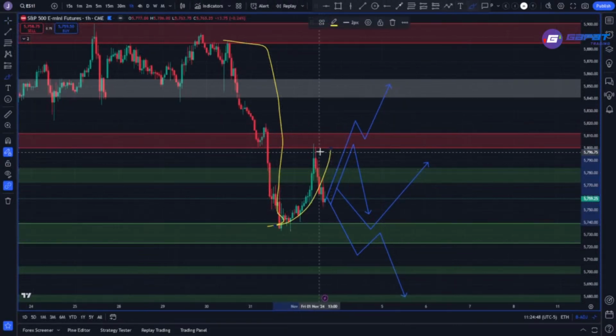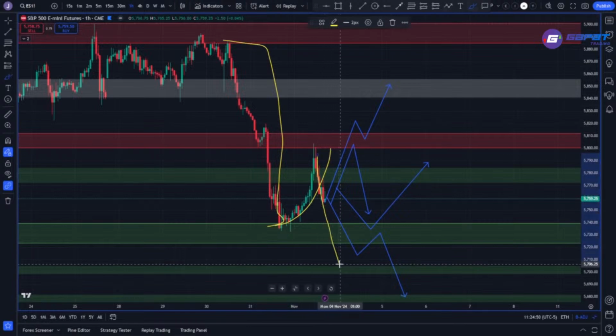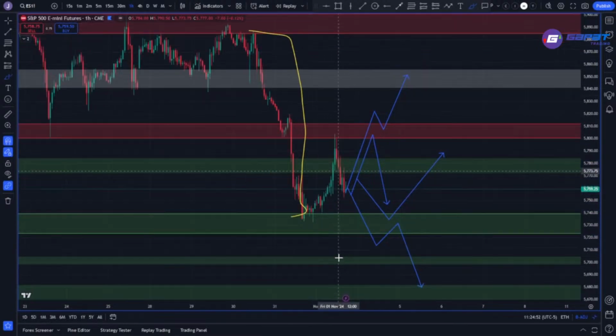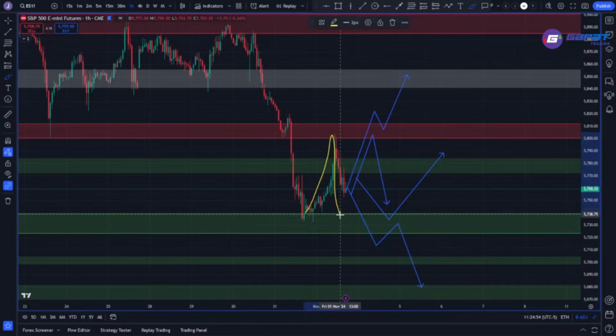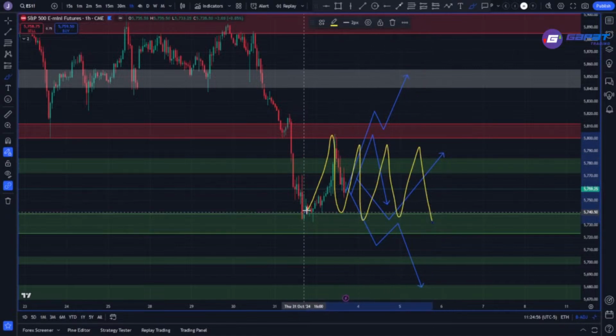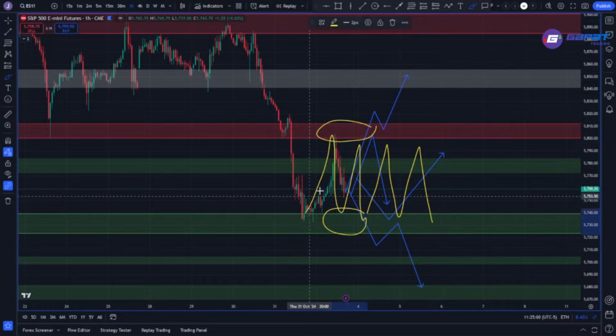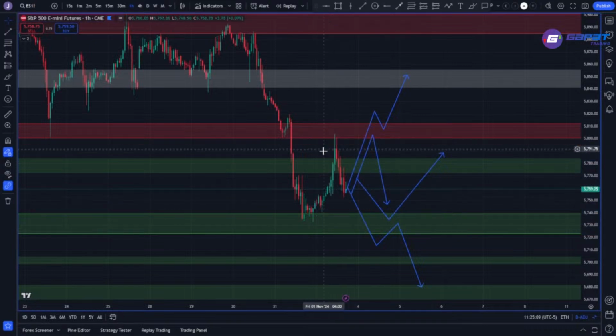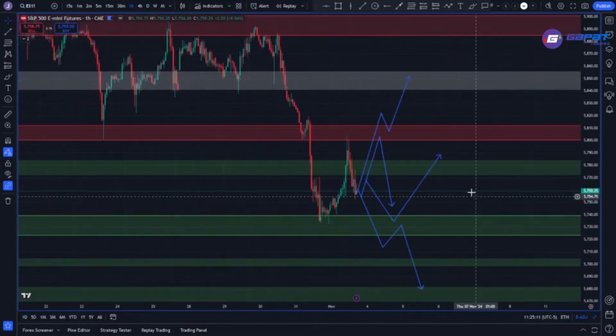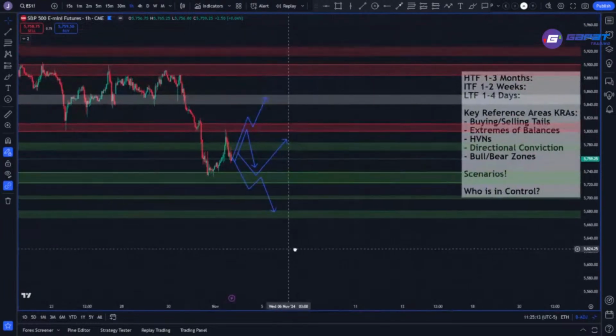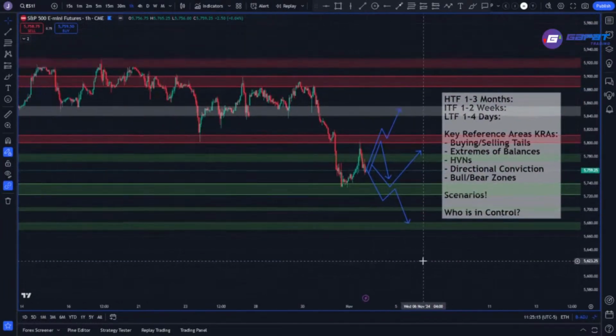Here's the pullback. So can we be directional again and keep breaking? Potentially we could. Or what we could see is some type of range form like this in between these two major areas before the market participants decide what direction they want to move price. Okay, so that would be the major ideas here on the ES. Do you guys have any more questions on the ES chart?